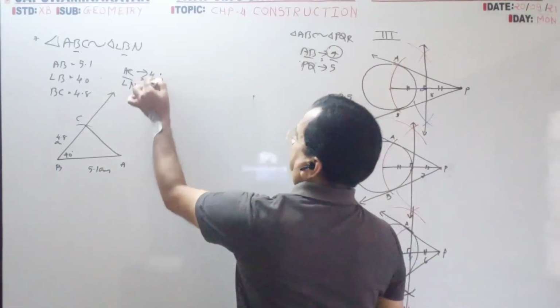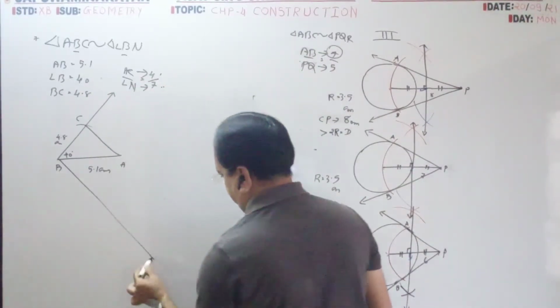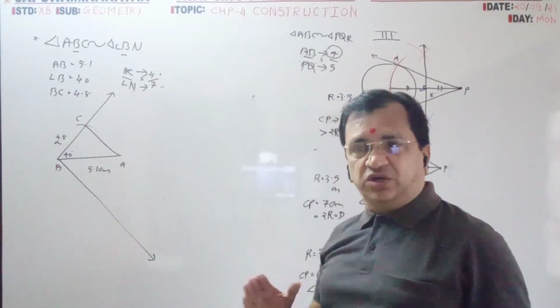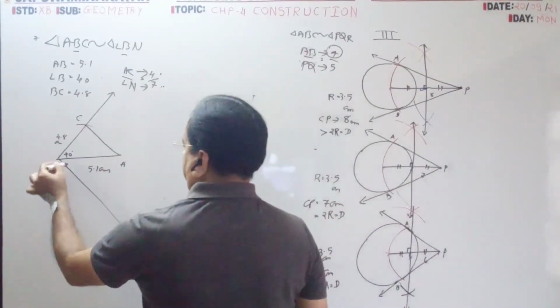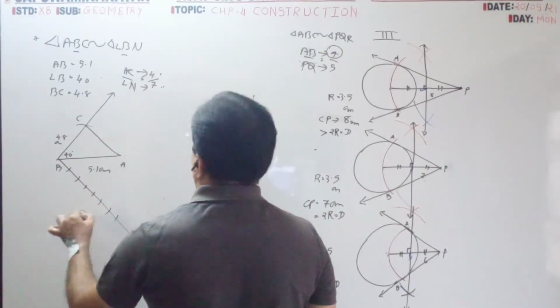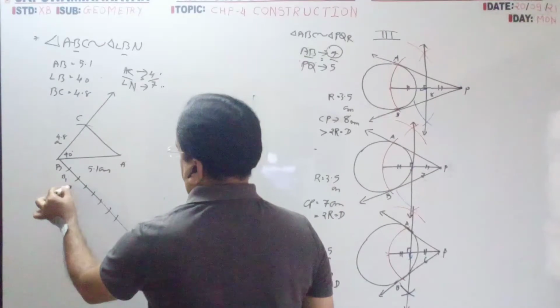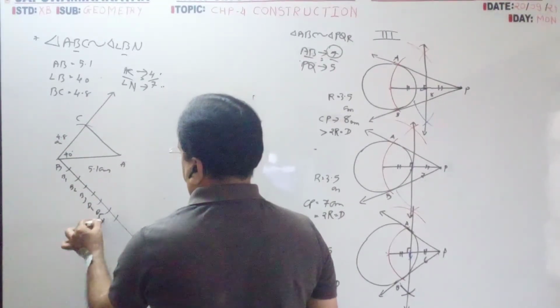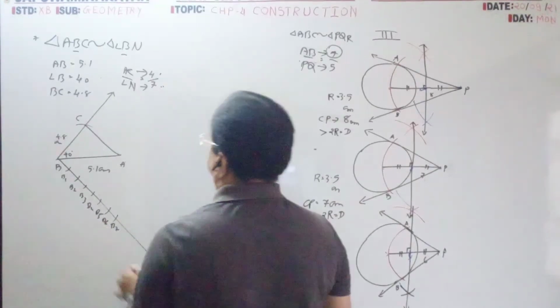Now how much is the maximum? 7. Draw a long line at around 30 to 40 degrees, not fixed. From here, 1, 2, 3, 4, 5, 6, 7. So B1, B2, B3, B4, B5, B6, B7.